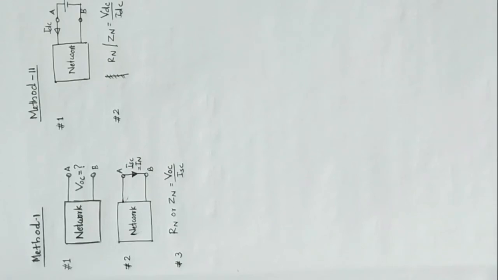In method 2, we connect a DC voltage source across the open circuit terminals A and B, keeping all other independent sources at zero. That will send a current into the circuit, that is IDC. Then we can calculate Rn or Zn as VDC by IDC. In this way, we can find the Norton equivalent impedance or resistance if the circuit contains dependent sources along with independent sources.